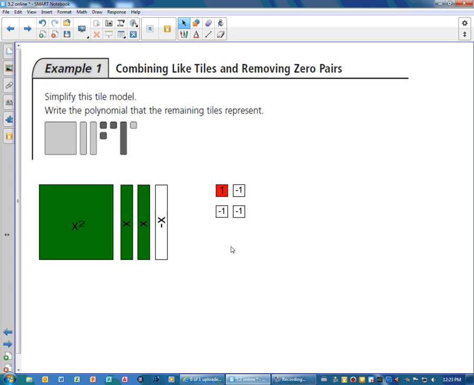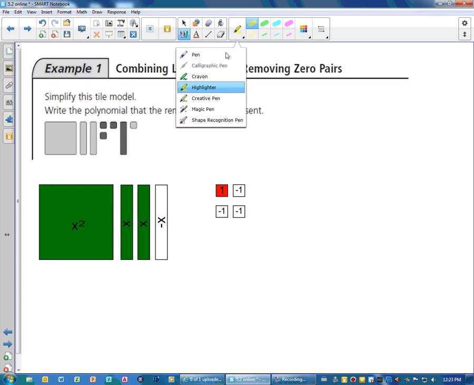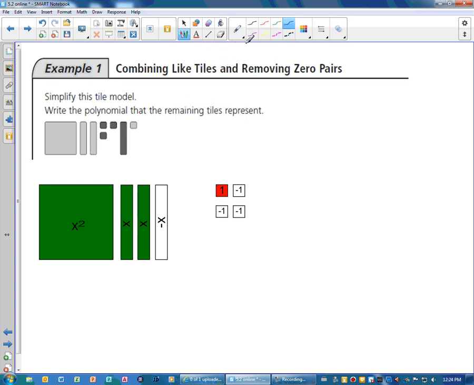Okay? So hopefully you notice that when I move the tiles closer and I put the tiles that are alike together, I end up with zero pairs. So look what happens right here. This positive tile and the negative tile end up canceling each other. Or on your picture, these two end up canceling each other. They go away. Same with this positive and negative constant. They cancel each other. Or the same with this. They cancel each other. So it says write the polynomial that the remaining tiles represent.